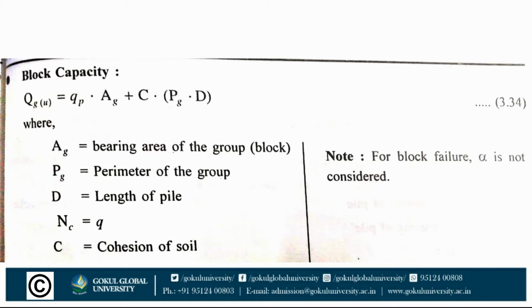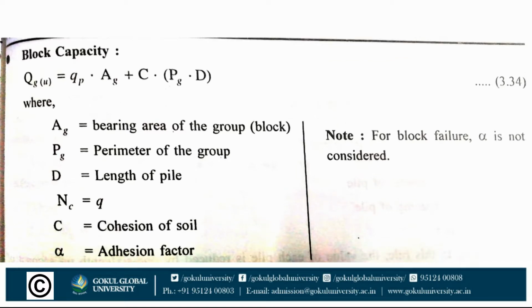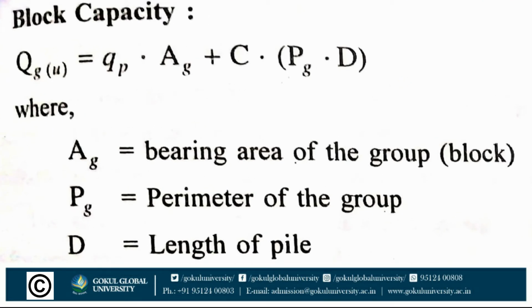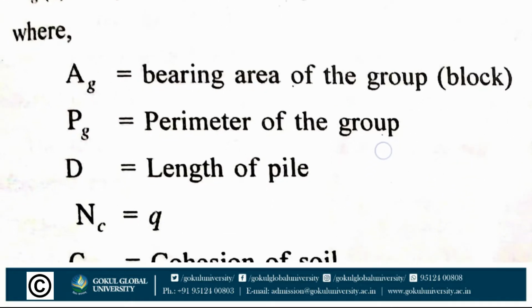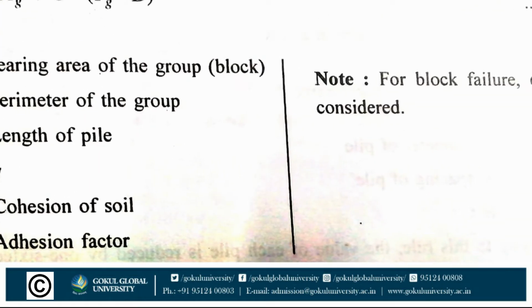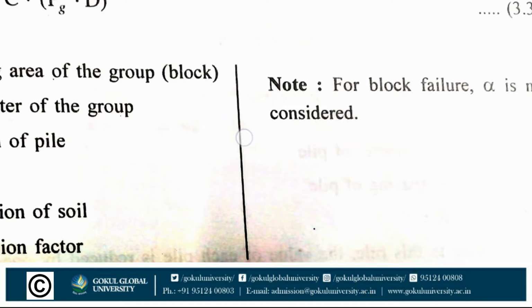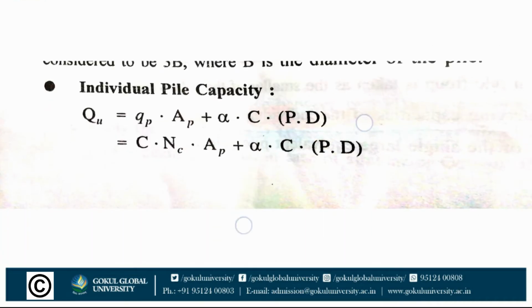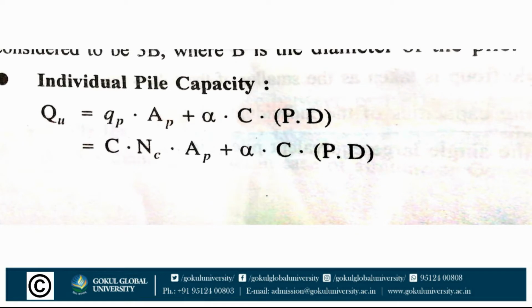First one, block failure: Qgu is equal to Qp into Ag plus C into Pg into D, where Ag is the area of the pile group, Pg is the perimeter of the group, D is the length of pile, Nc is the bearing capacity factor, C is the cohesion of soil, and alpha is the adhesion factor. Remember that for block failure alpha is not considered. The second one is individual pile failure, with the equation Qu is equal to C Nc into Ap plus alpha into C into P into D.